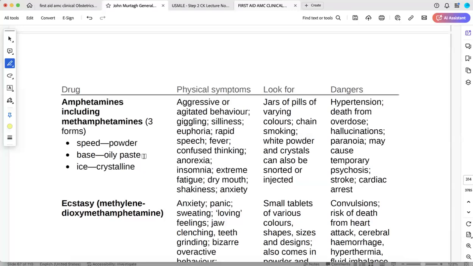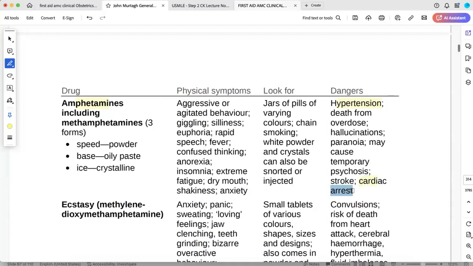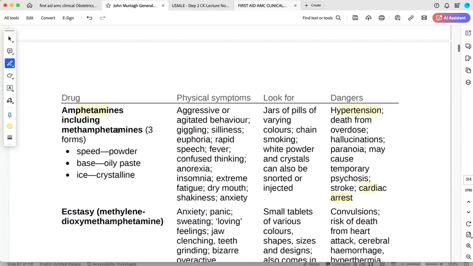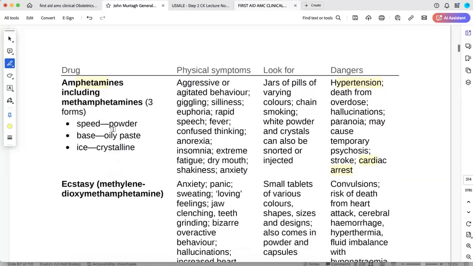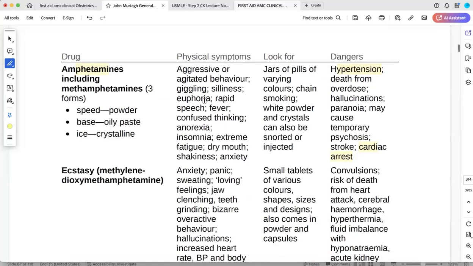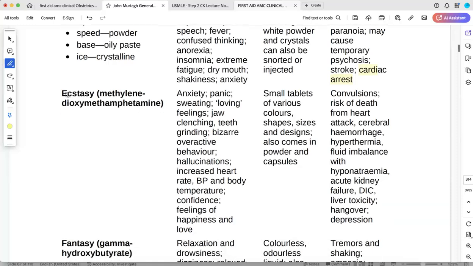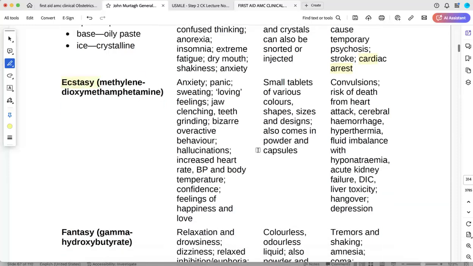And another question is where they already say the patient is overusing, let's say, amphetamines, and they ask what is the most important complication or the worst thing that can happen. Like with amphetamine, the patient can have hypertension, and they can even have cardiac arrest. So that is one of the most important complications of amphetamine overuse. And you need to know what physical symptoms this patient can have. So you just need to memorize this. There is no better way to know. Ecstasy is the same, it is an amphetamine.